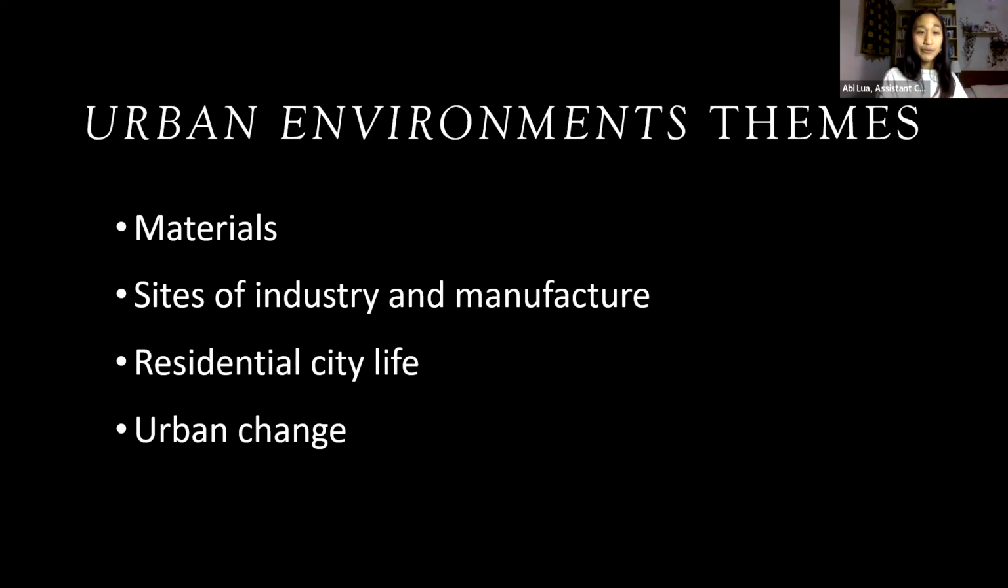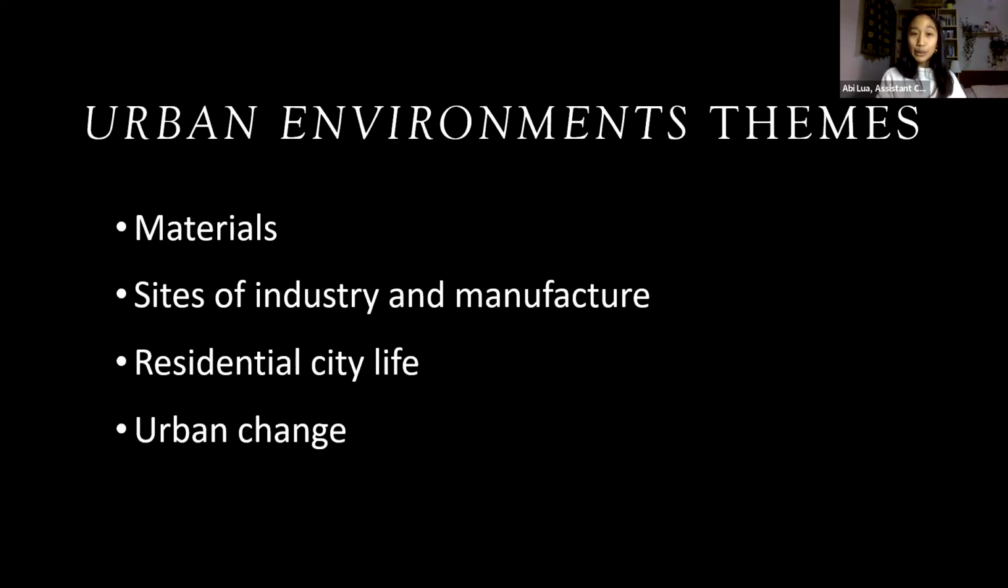After materials, we'll be really looking at sites of industry and manufacture. And this is really, I think, the bulk of Charlotte Schatz's oeuvre. She really focused on painting abandoned factories and other industrial sites in very vibrant colors. And we have a couple of works like that currently on display in our Commonwealth Gallery.